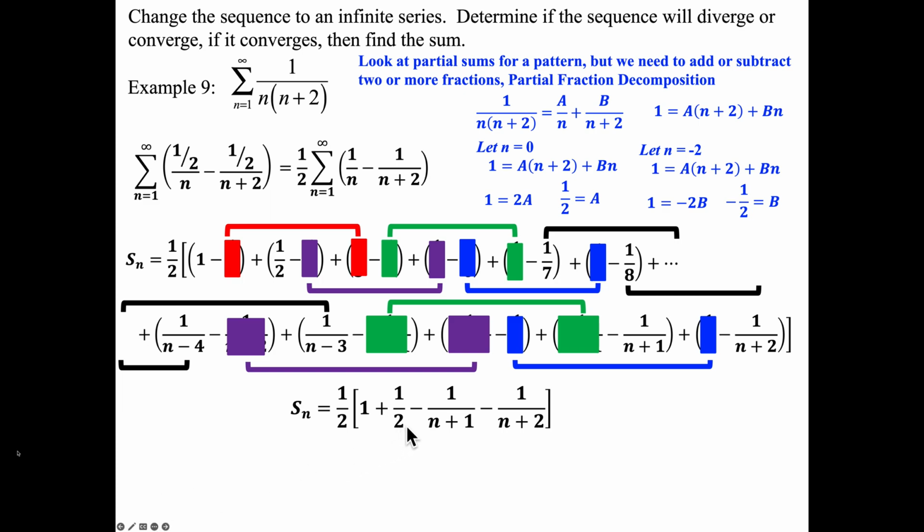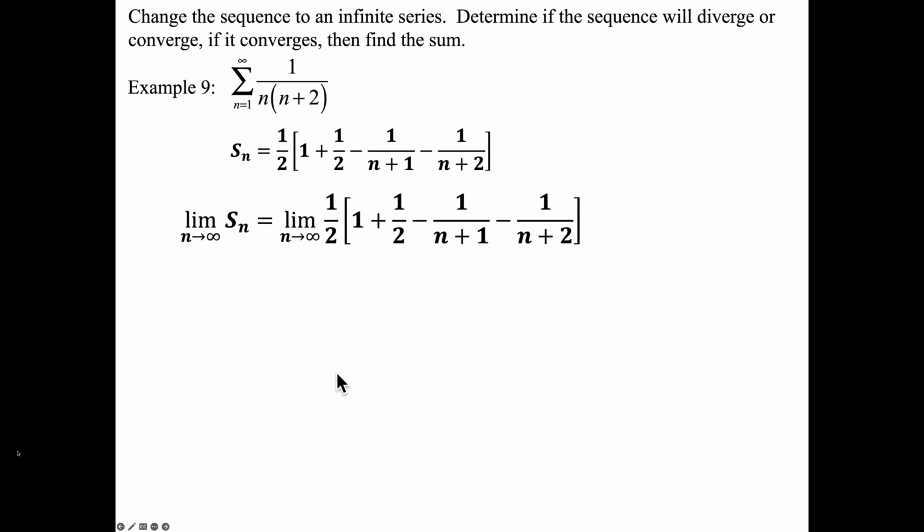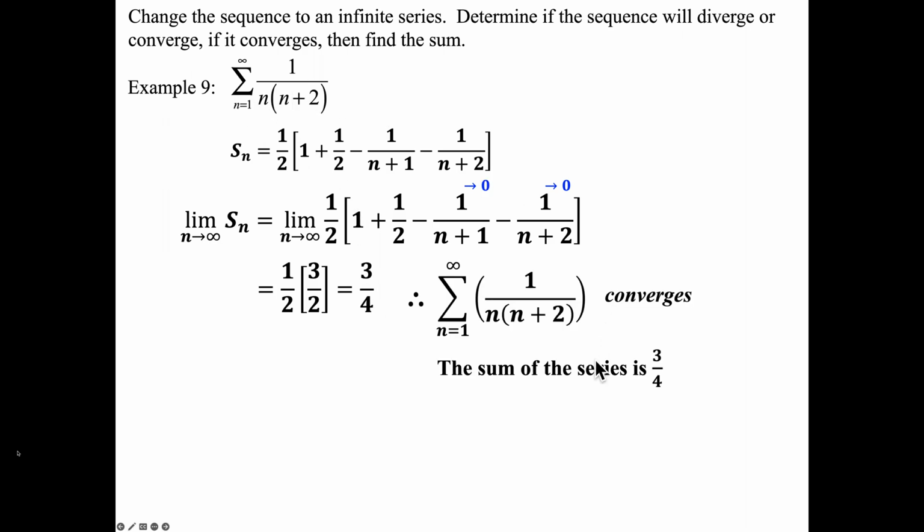Okay, but we want an infinite sum, so take the limit as n goes to infinity of this right here. Well, these will be zeros. 1 plus 1/2 is 3/2 times 1/2 will be 3/4. So yes, this series does converge, and its sum is that 3/4 right there. So those are our telescoping series.